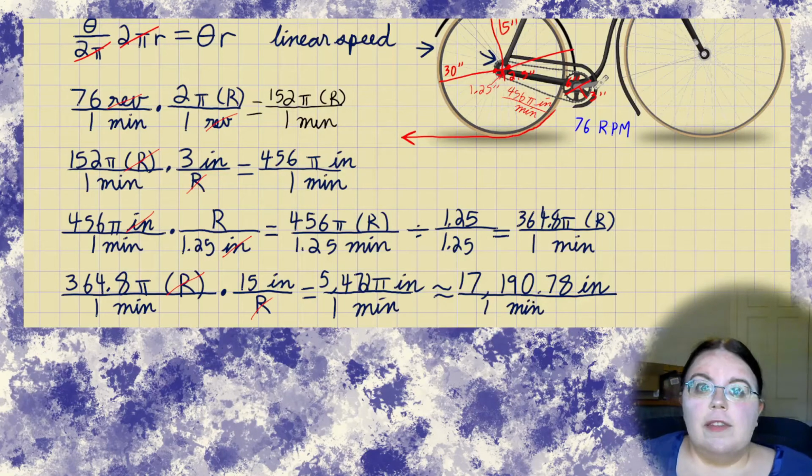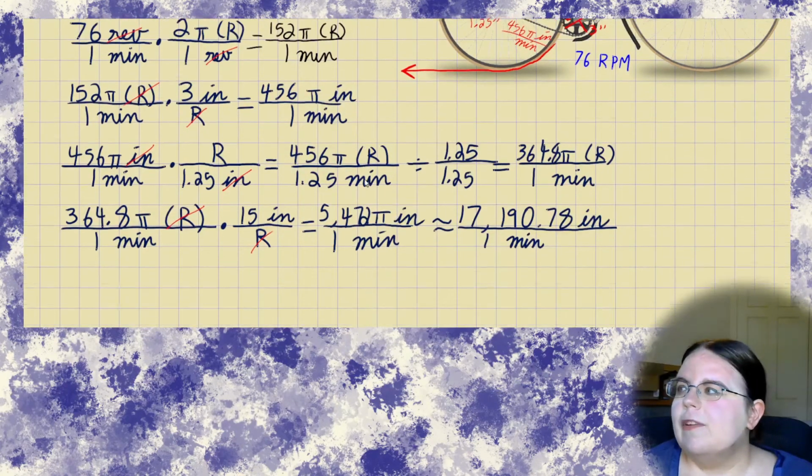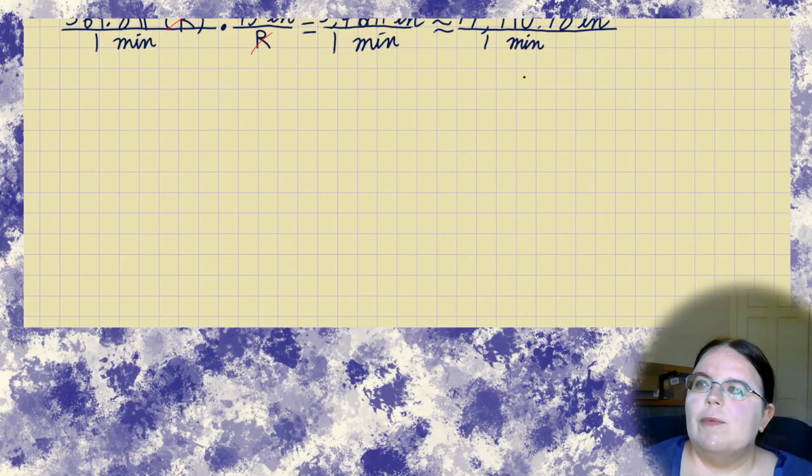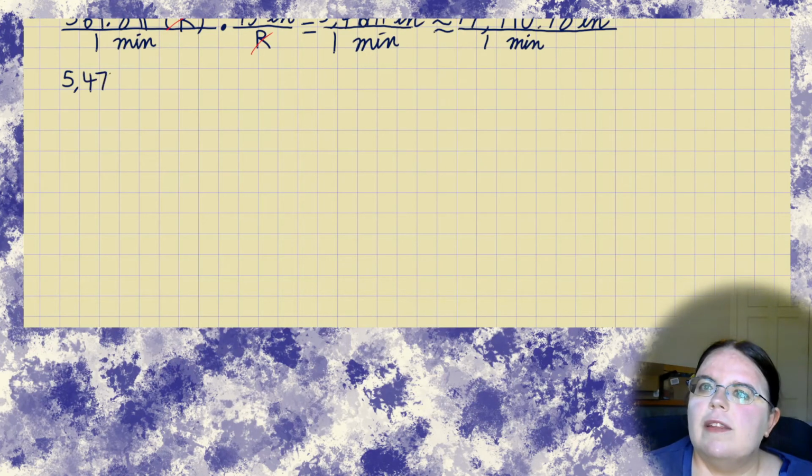Now, if the result you need is in inches per minute, you can stop there. On the other hand, if the result you need is not in inches per minute, you would need to know how to do a little more dimensional analysis to get this into the units you want. So I'm going to start with these units that I have right here: 5,472 pi inches per 1 minute.